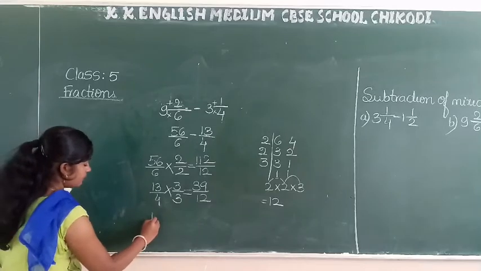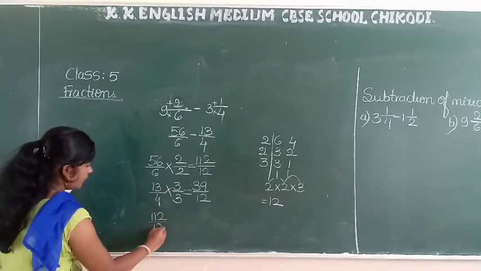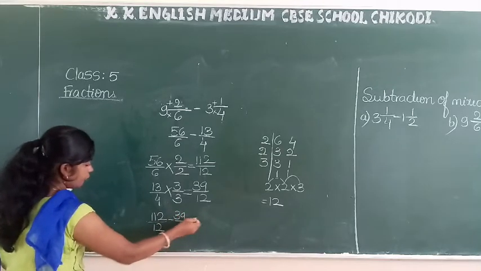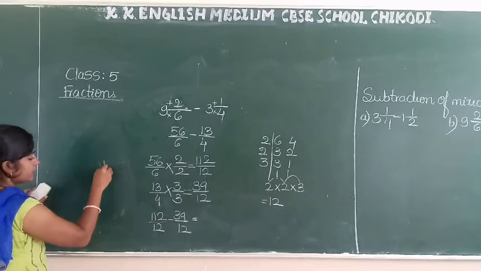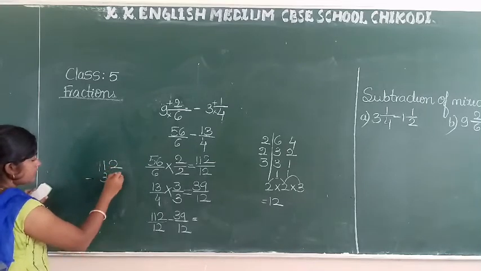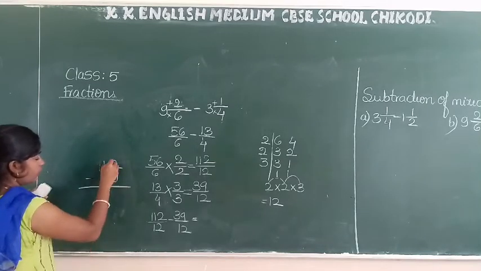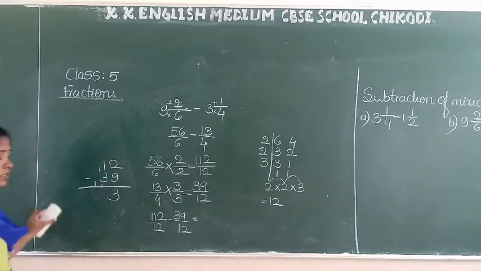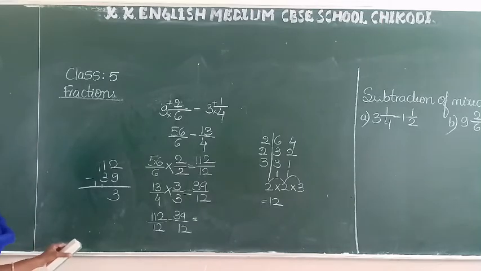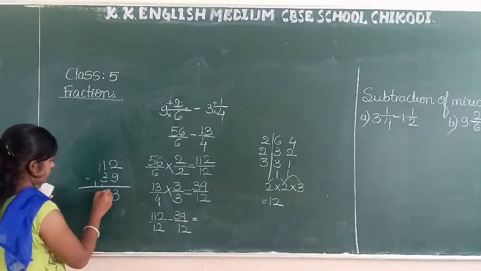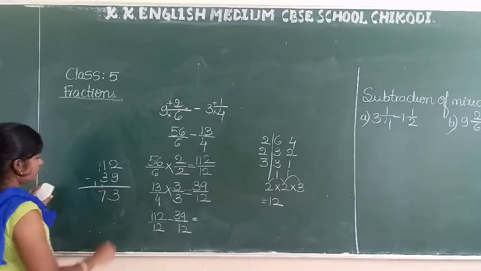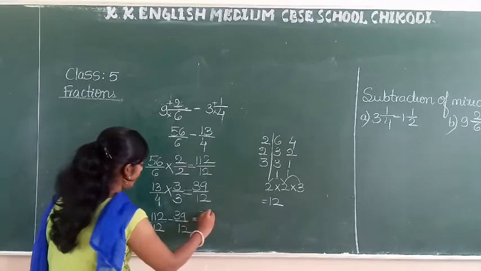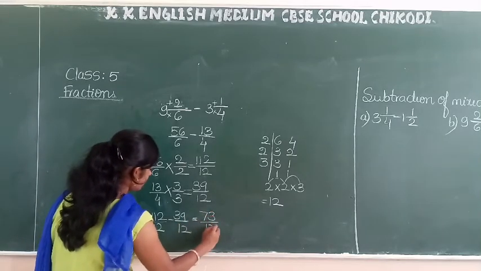Next step here, 112 by 12 minus 39 by 12. If you are getting confused to subtract, take 112 minus 39. 12 minus 9 is 3, and 11 minus 4 is how much? 11 minus 4 is 7. Next 1 minus 1 is 0. Here you have to write 73 by 12.